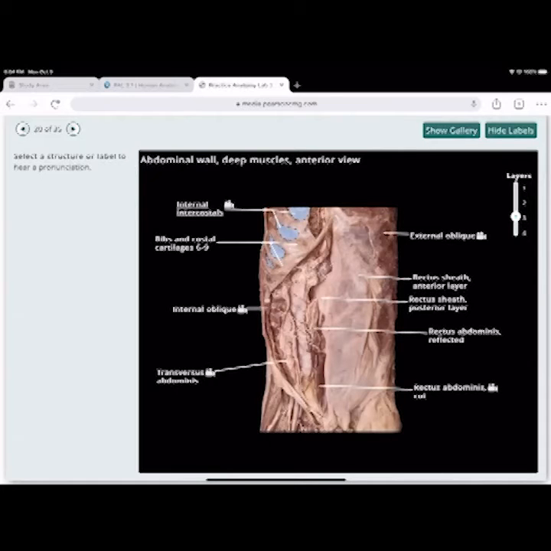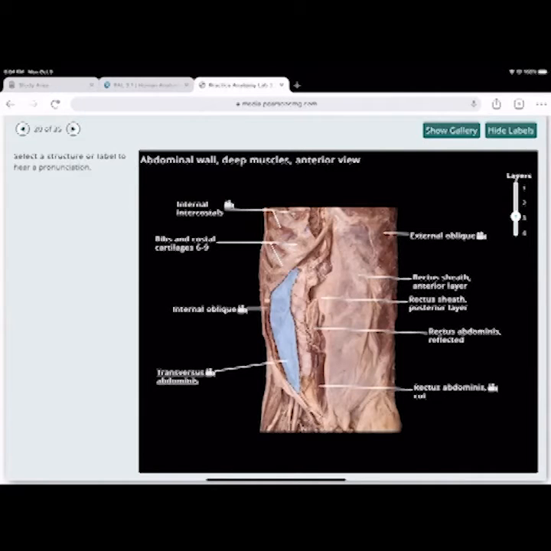Anterior view, this is getting a little bit deeper now. The internal intercostal muscles, the ribs and the costal cartilages of 5 through 9. These are your internal oblique muscles. Okay. Your transverse abdominis. Where your rectus abdominis comes down, your transverse abdominis breaks it into sections. So you get your six-pack definition.